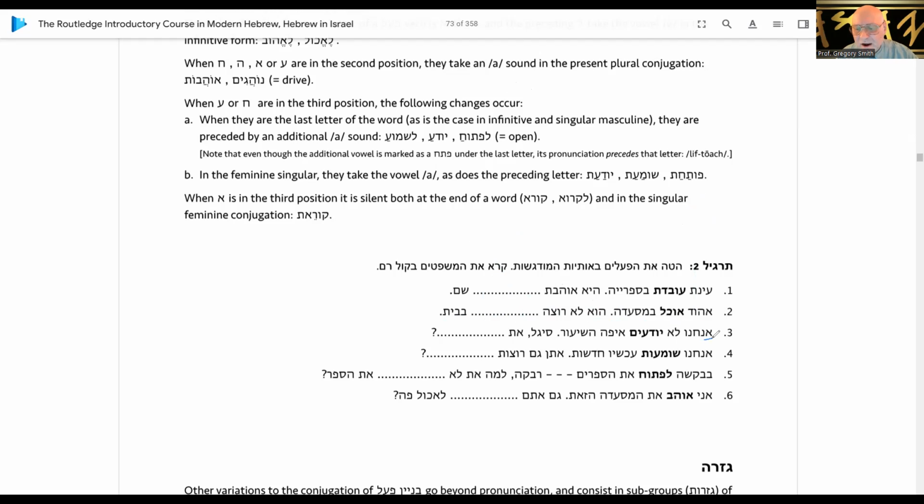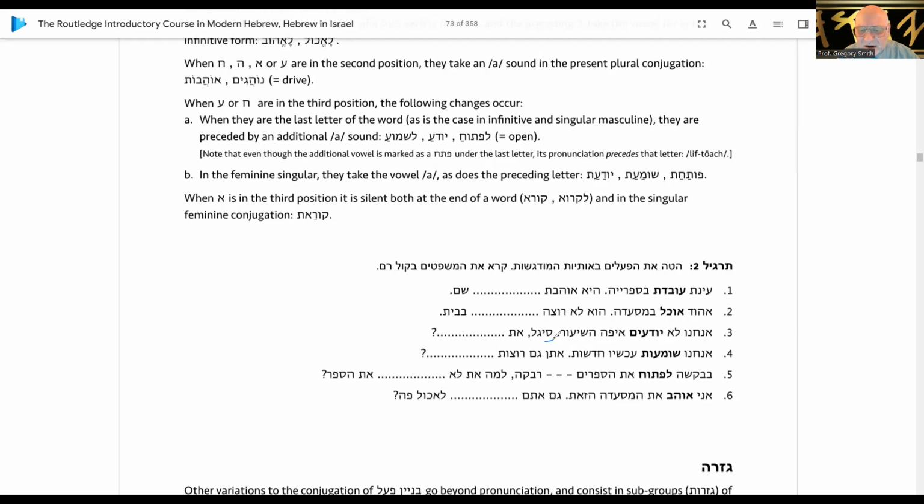Okay, number 3, "anaknu lo yodaim." So we don't know. "Yodaim," I think it comes from "yada," means to know. Anaknu lo yodaim, we don't know. "Efo," where? "Shior." In other words, where the class is. I think "shior" is class. Anaknu lo yodaim efo hashior. Yeah, or the lesson. That's right. We don't know where the lesson is.